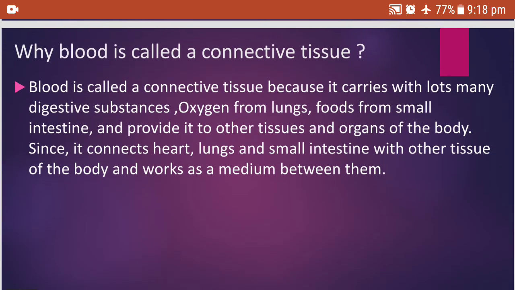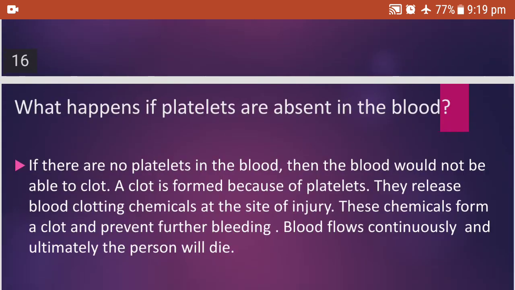Why is blood called a connective tissue? Blood is called a connective tissue because it carries oxygen from lungs, food from small intestine, and many digestive substances and provides them to other tissues and organs of the body. Since it connects heart, lungs, and small intestine with other tissues of the body and works as a medium between them, it is called a connective tissue. You can write this answer or you can also learn from the PDF, no problem.